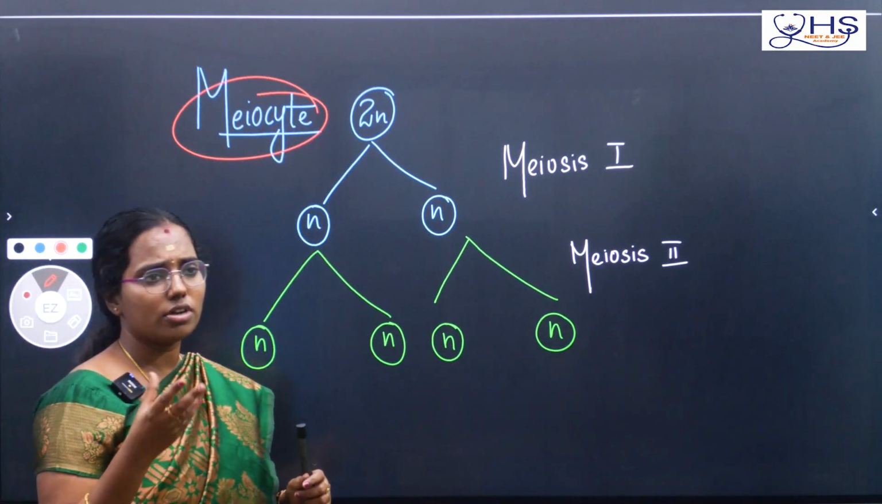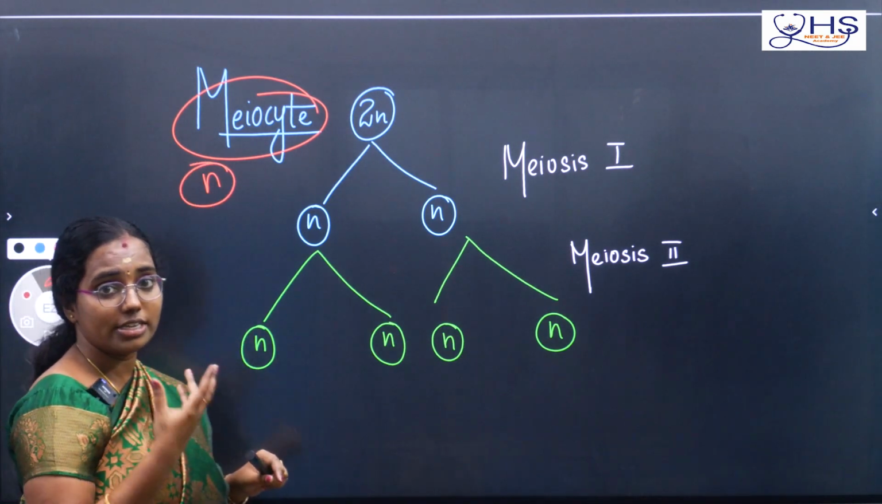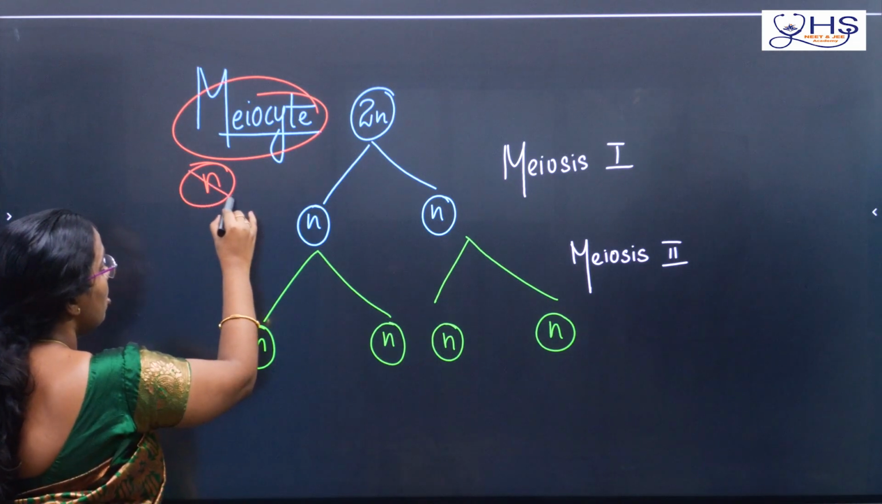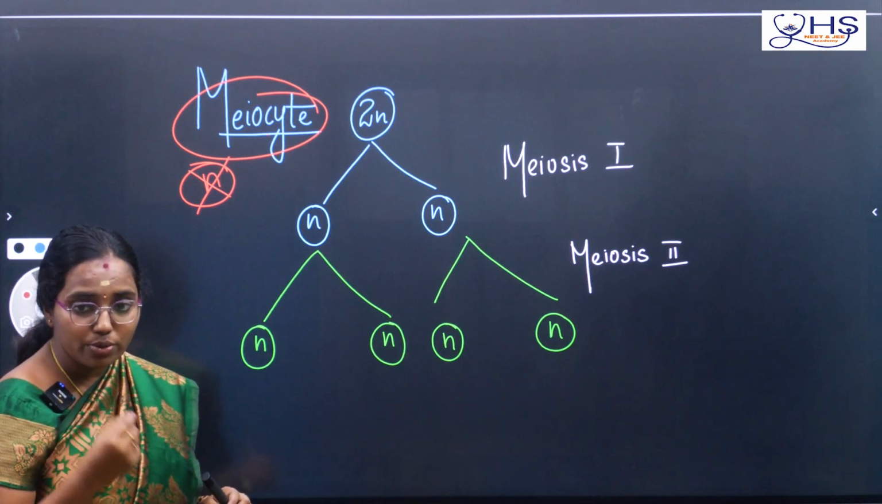மியோசைட் அப்படின்றத பார்த்துட்டு ஓகே அது மியோசிஸ் தானே, கண்டிப்பாக அந்த செல் ஹாப்ளாய்டாக தான் இருக்கும் அப்படின்னு சொல்லிட்டு அவங்களே ஒரு கெஸ் பண்ணி ஆன்சர் எழுதுவாங்க. But that will be wrong. Myocyte is the cell which undergoes meiosis. What is myocyte?